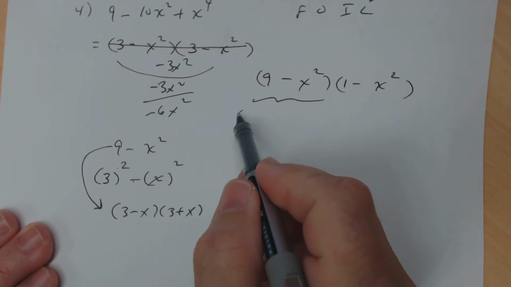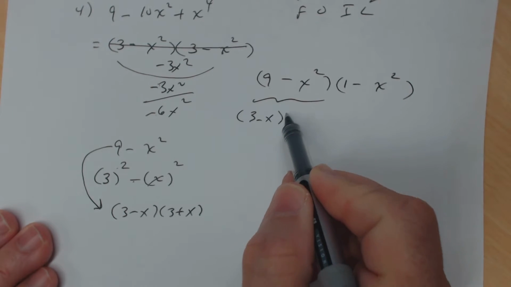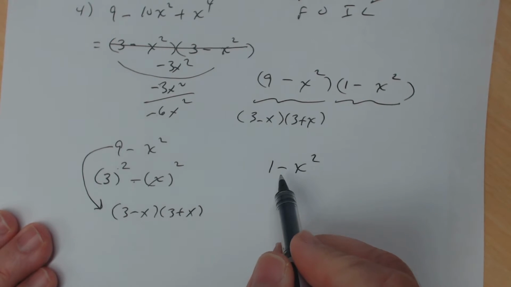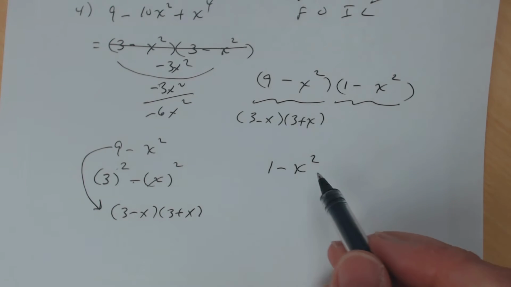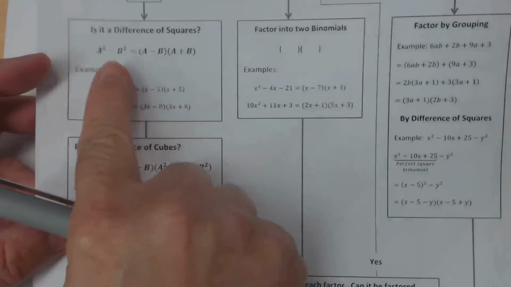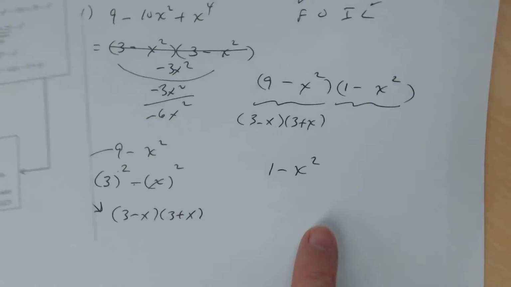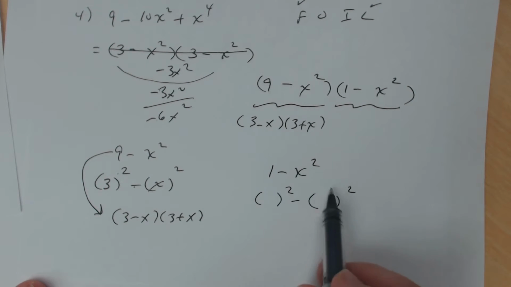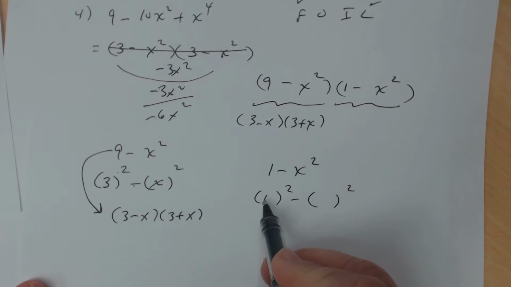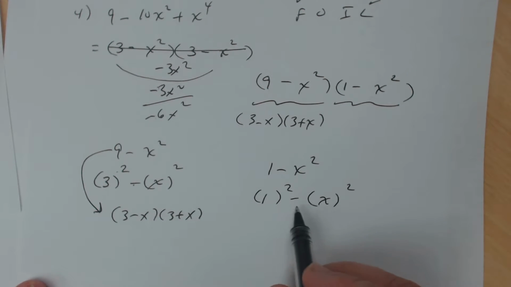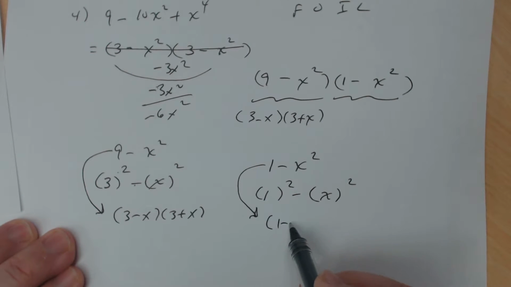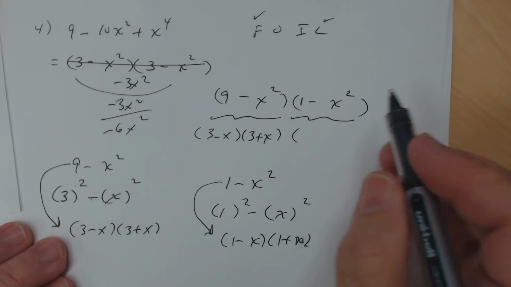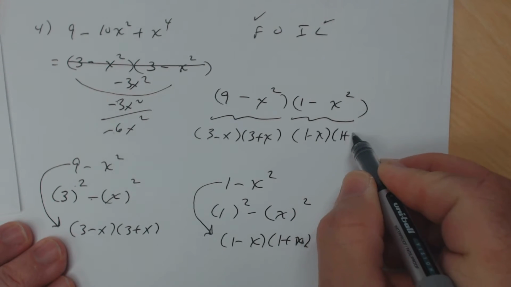And so that goes here: 3 minus x times 3 plus x. And you see this 1 minus x squared right here? That is also the difference of 2 squares. There are 2 terms, and it's the difference of 2 squares because I can fill in these parentheses: 1 times 1 is 1, x times x is x squared. So this becomes 1 minus x times 1 plus x, and that goes here. So 1 minus x times 1 plus x.